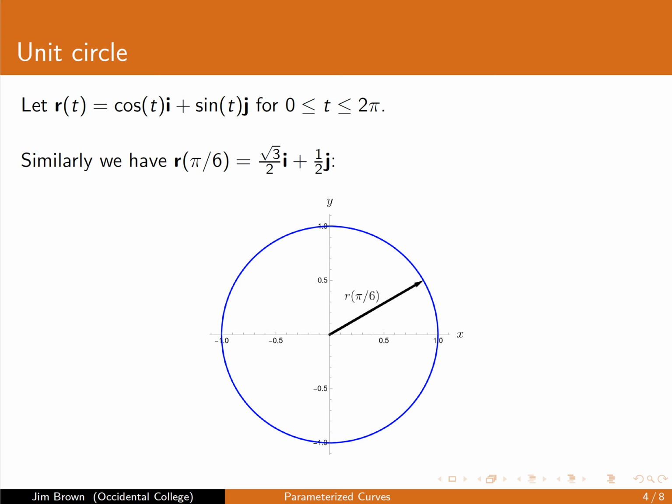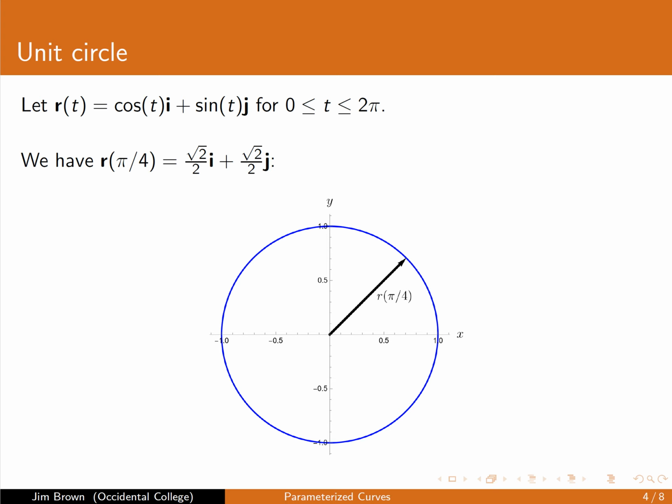So we get this vector here, r of pi over 4, going out to the point (square root of 2 over 2, square root of 2 over 2). And so we can continue to evaluate various values of t, and it's going to move along this circle. And each time, if we think of drawing, say, a point at the tip of the vector, and we draw all of the possible points, we'll get the unit circle.